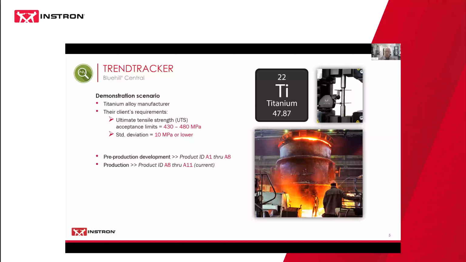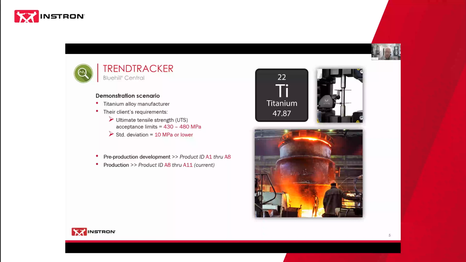For the simplicity of this demo, of course, if you're needing to source titanium or any other material, you're probably not just caring about the ultimate tensile strength. You probably care about where it's going to yield, what stress, what strain, what's the stiffness in the elastic region. There are some pretty critical things you're going to care about, but for the sake of this demonstration we're going to keep it simple and focus on the UTS of the material we're producing. The acceptance limits defined by our customer are between 430 and 480 megapascals, and from an acceptable variation point of view, it's 10 MPa or lower.